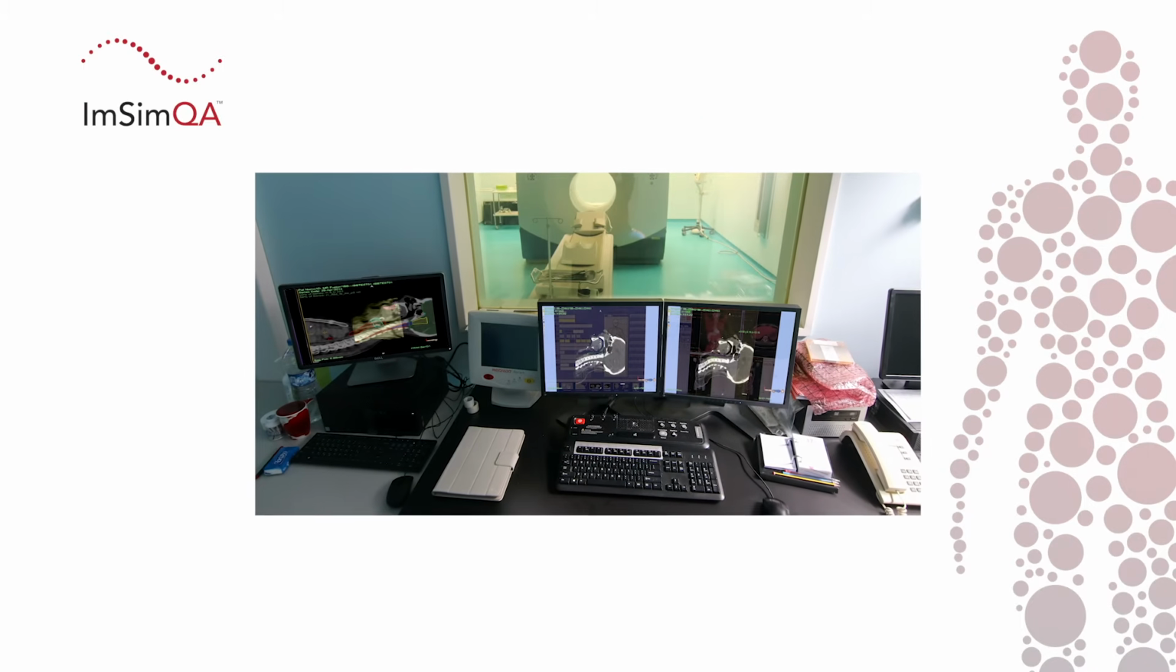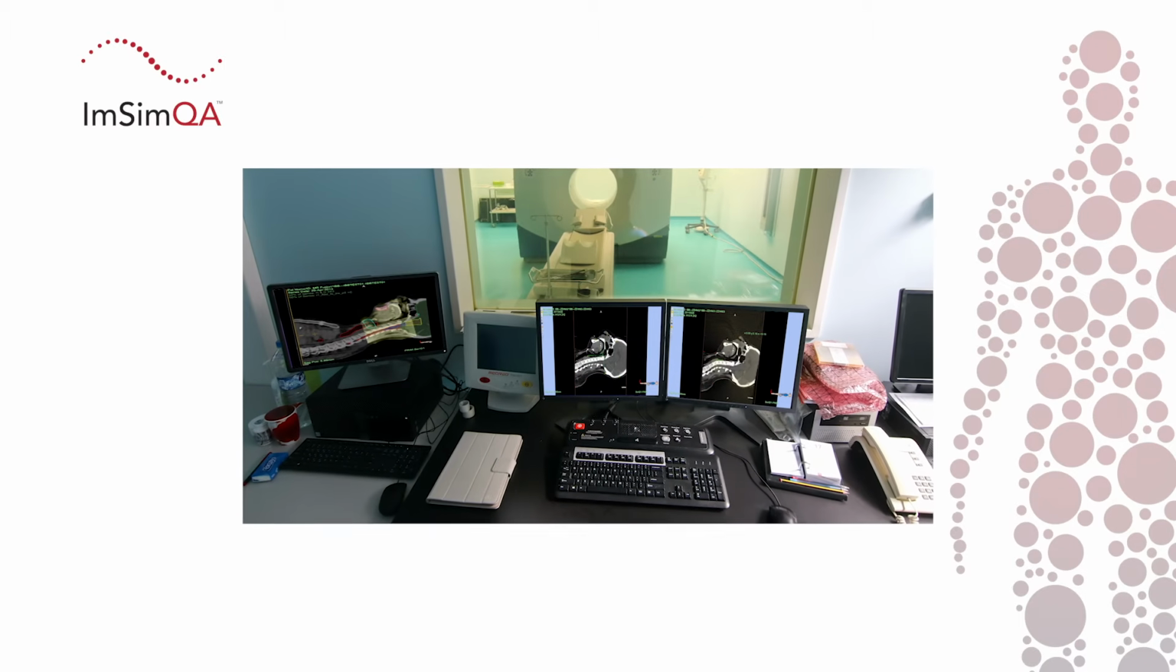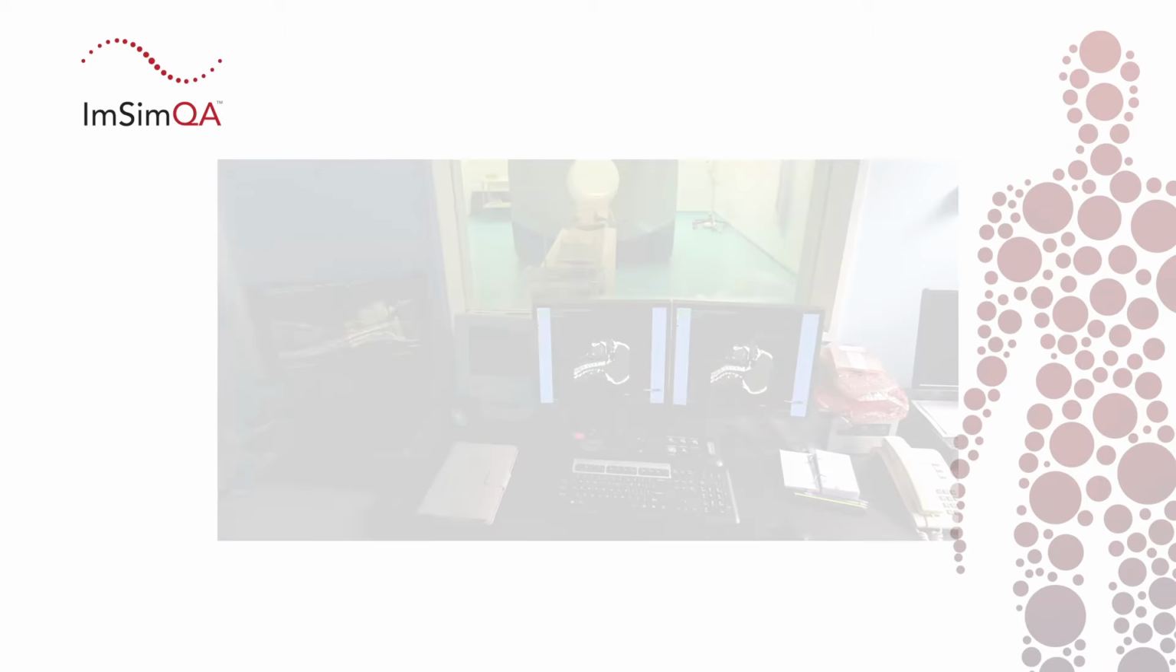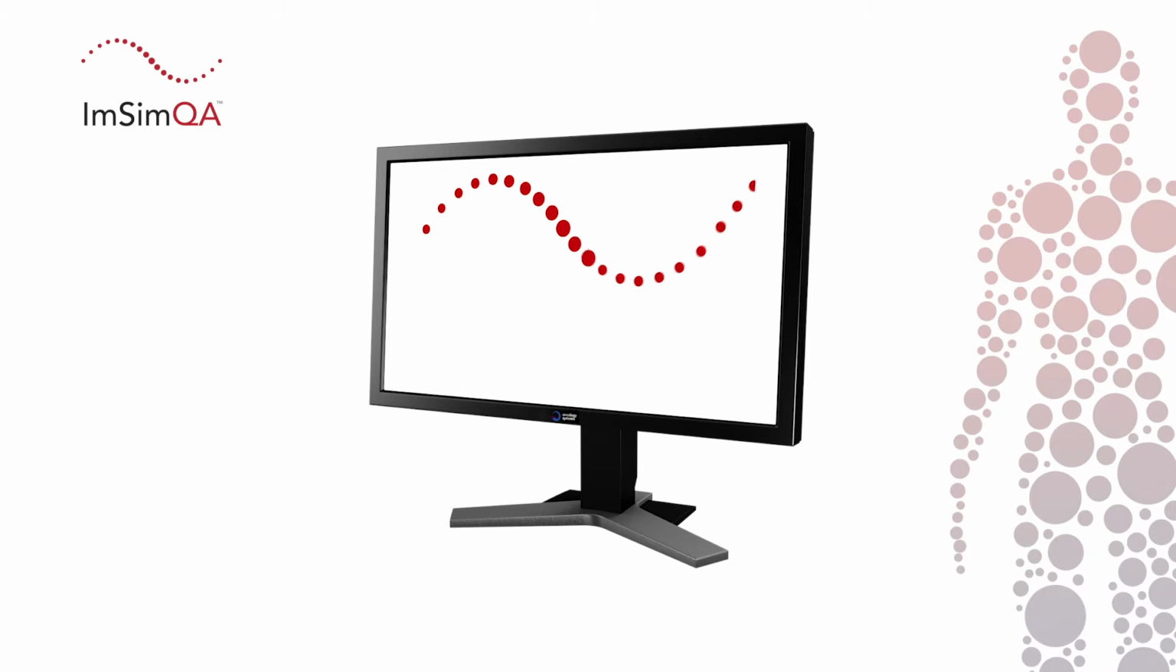Testing can be performed with no disruption to treatment, providing users confidence in the performance of complex clinical systems. Gold standard datasets are stored in the ImSimQA database, saving time for both staff and equipment.